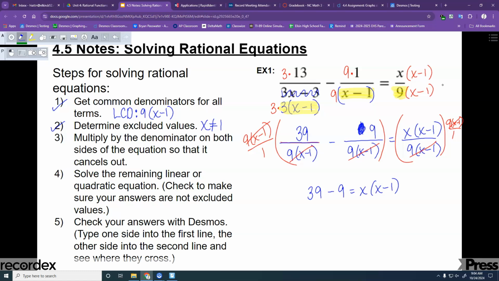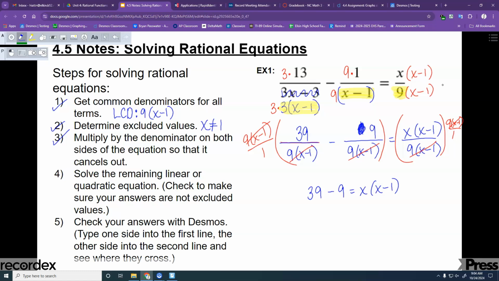So once you get your denominators to be the same, you can mark them out on an equation. Not if you're just adding or subtracting and it says to add them. This only works if you have that equal sign in the problem. Okay, so we've done that. Now we are going to solve the remaining linear or quadratic equation. Check to make sure your answers are not excluded.